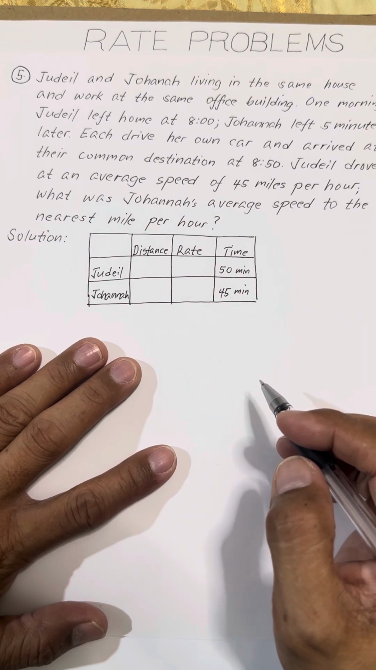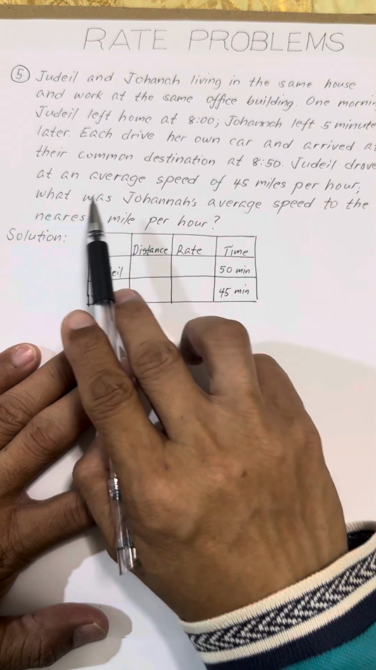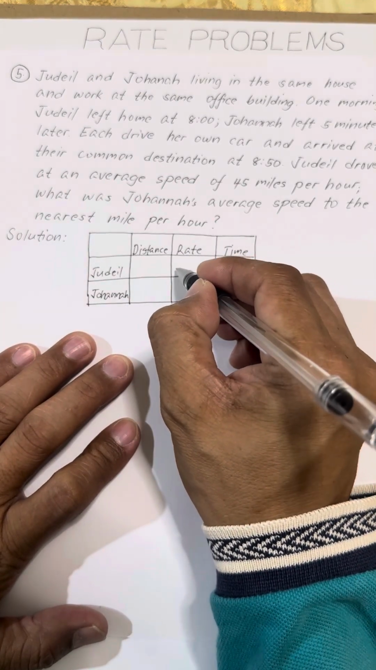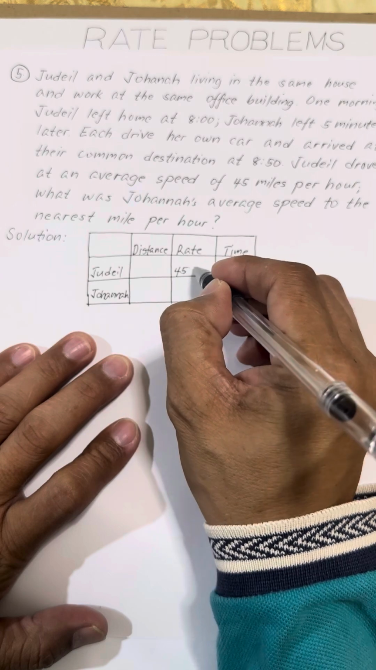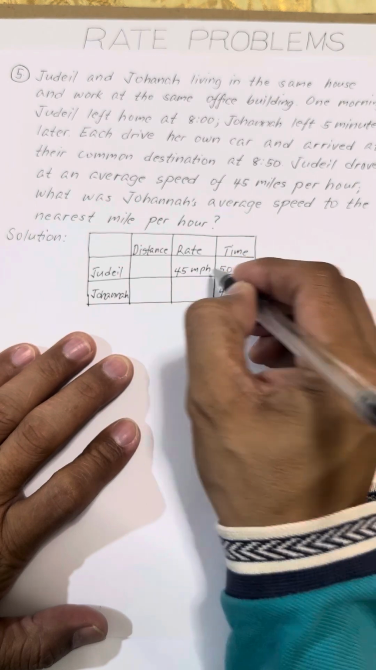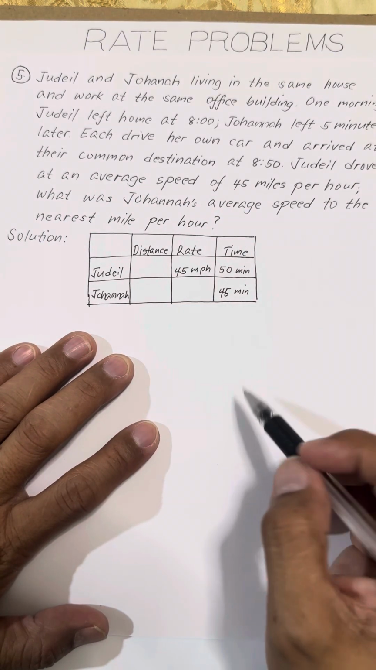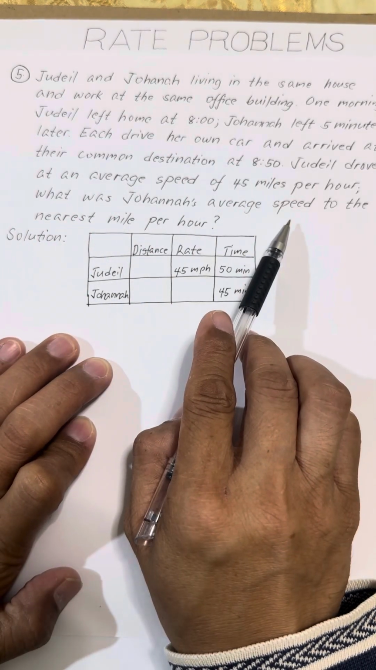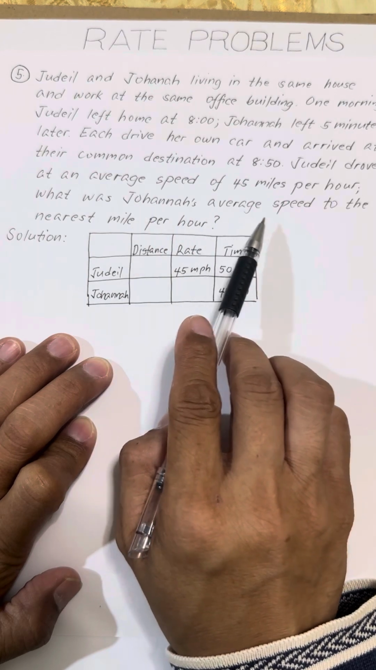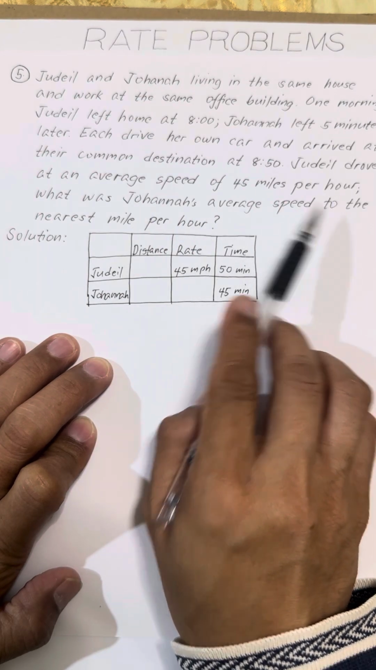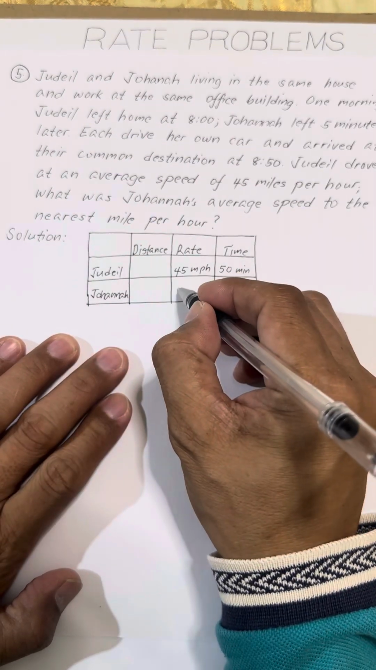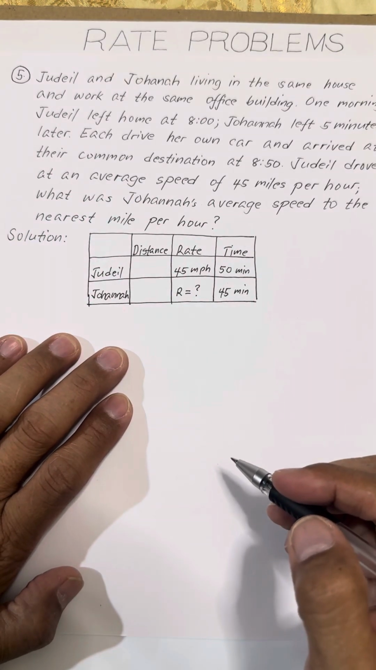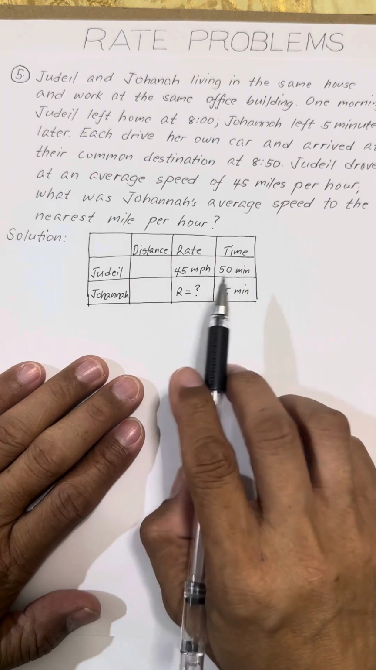Okay, and then we were given that Judel drove at an average speed of 45 miles per hour. So Judel's rate is given, 45 miles per hour. Then the question is, what was Johanna's average speed? Our answer must be to the nearest mile per hour. So we are asked to solve for Johanna's speed or rate. Okay, so it's very easy.